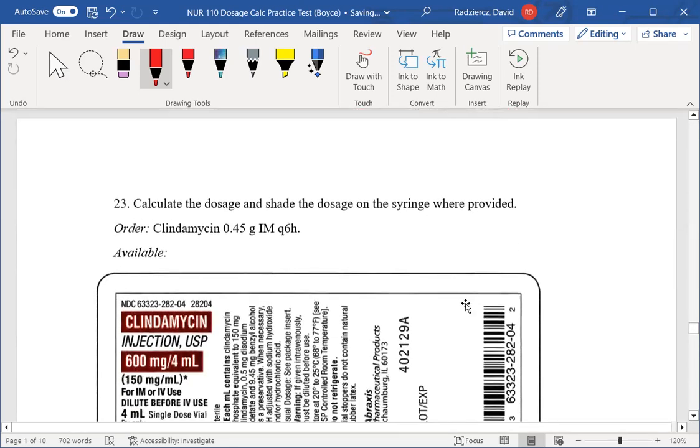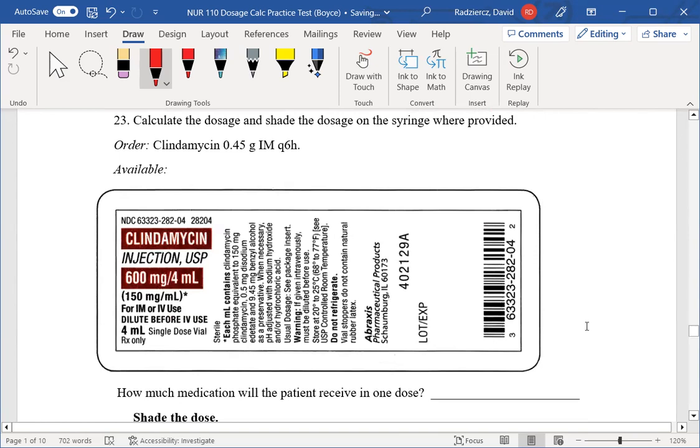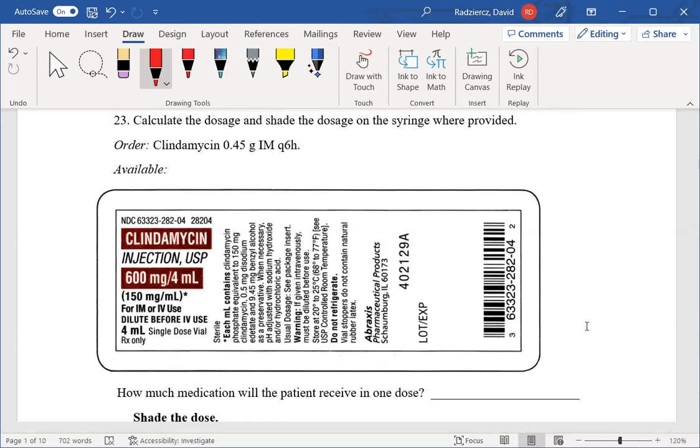All right, now we're almost there. I think the last two are going to be the reconstitution questions. All right, so intramuscular, what am I going to be calculating for if it's intramuscular? You got it. ml. Okay.